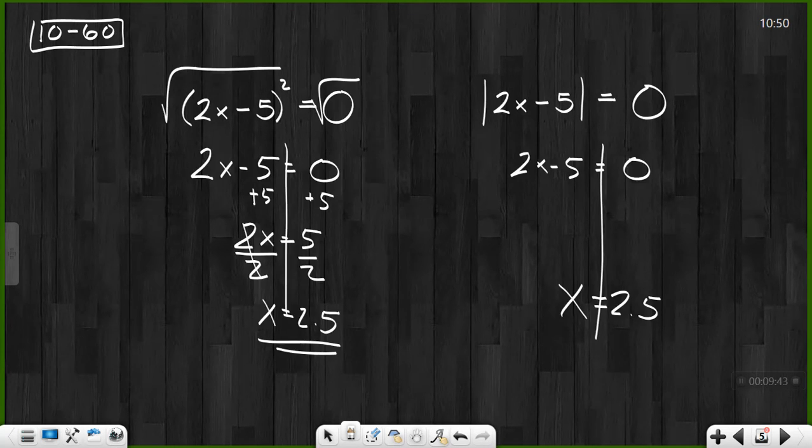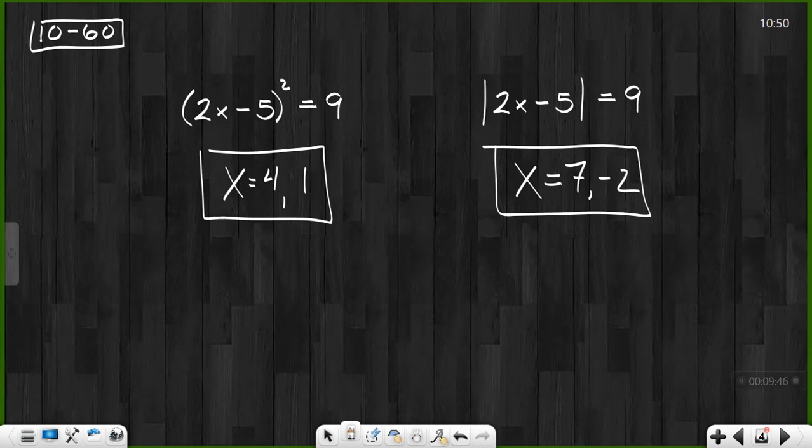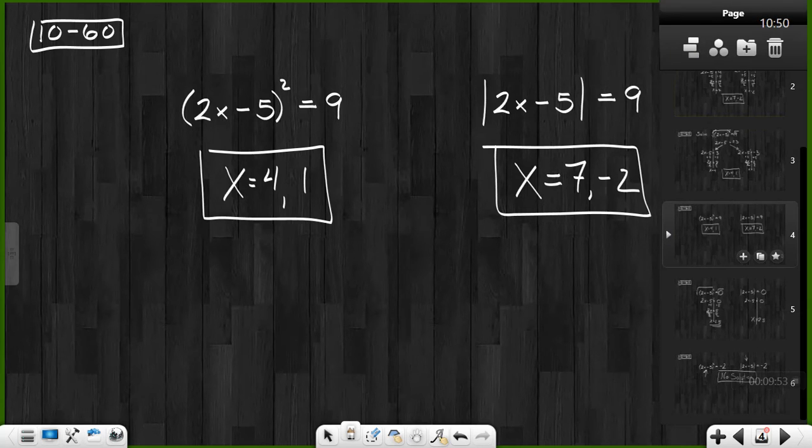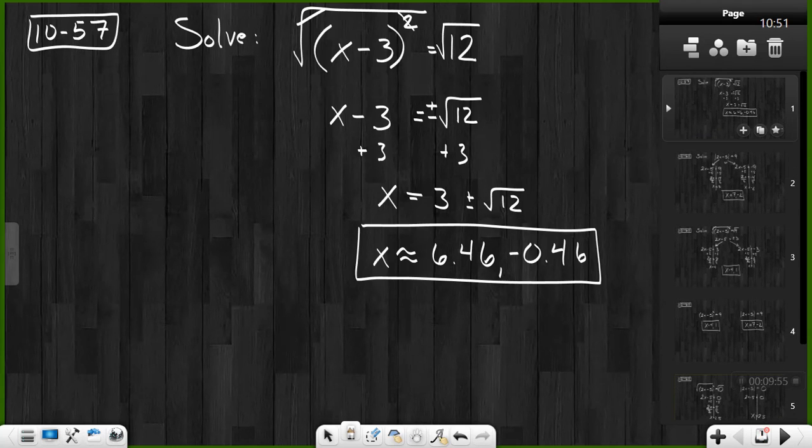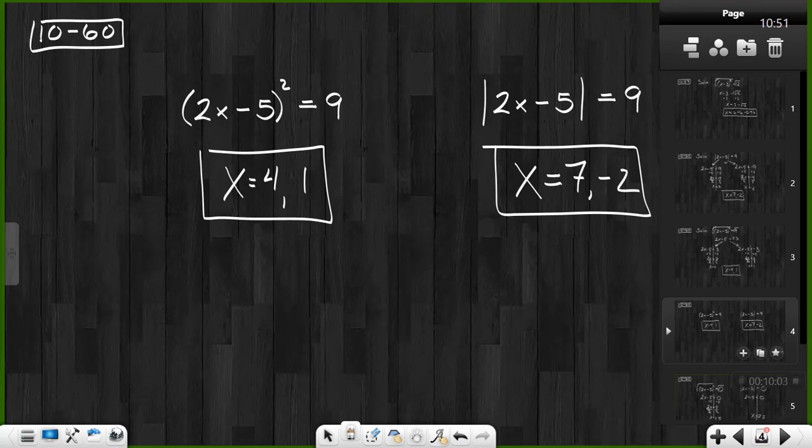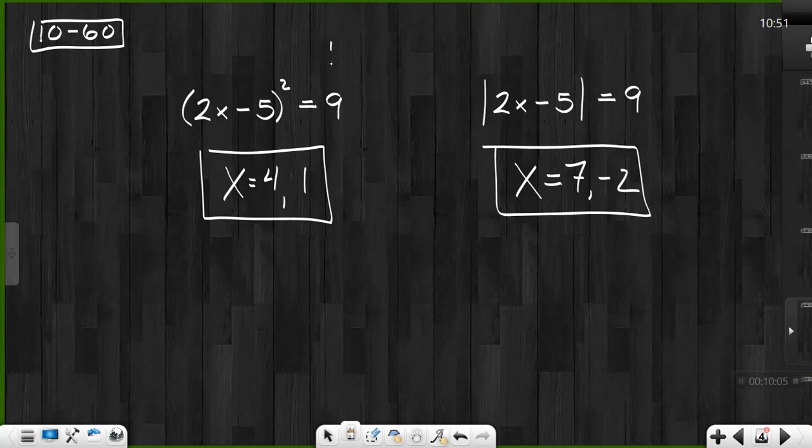So let's just recap a little bit. If our square group and our absolute value group are equal to a positive number, then there will be two solutions. Sometimes those solutions are irrational, as we saw in the beginning when we couldn't take the square root of 12 and get a nice rational number. Sometimes they're nice whole numbers if the perfect square number on the other side will get us a rational result. With absolute value, it's typically a rational number, whether it's a whole number or fraction will vary. But if it's equal to a positive number, you'll get two answers.